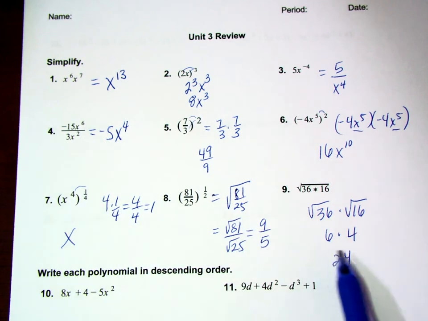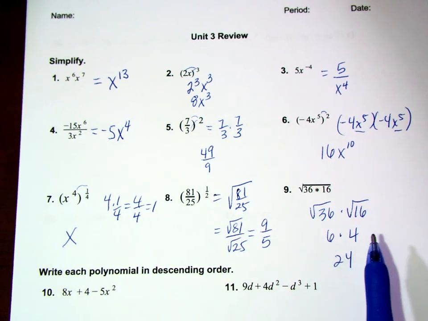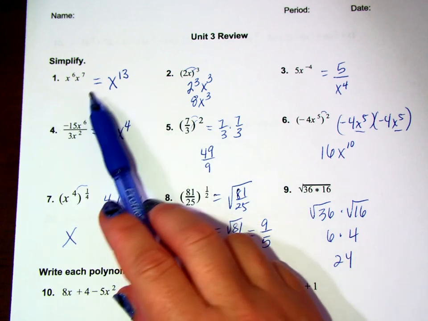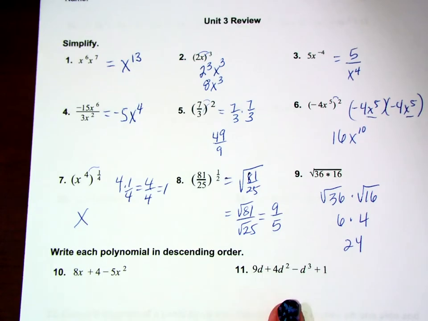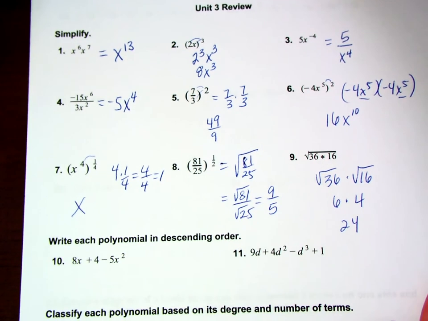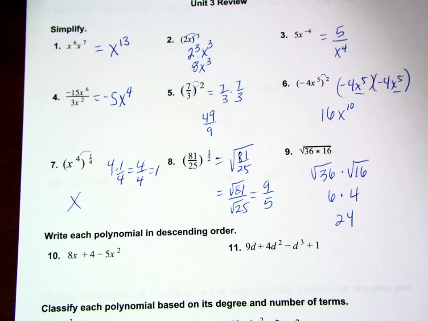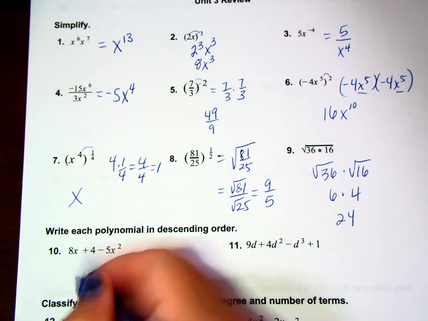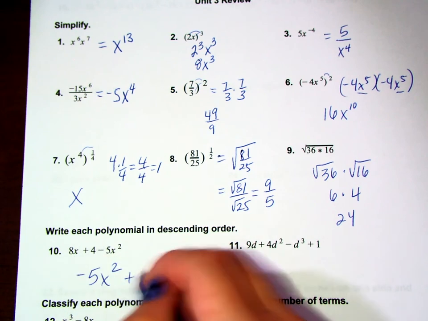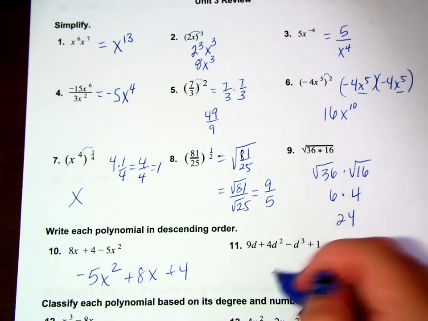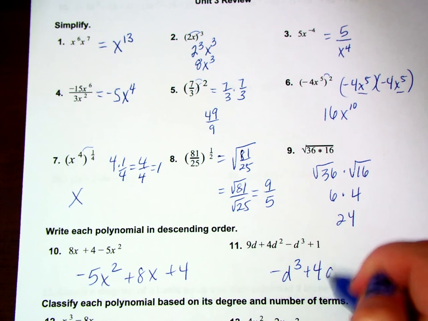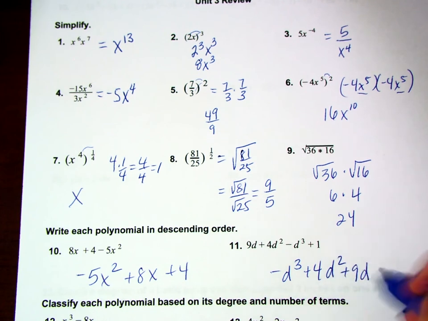So just a quick reminder on those exponents. Those are not going to show up on this test, but you have to have the general idea of exponent rules in order to multiply binomials and trinomials. Write each polynomial in descending order. That just means the greatest exponent down to the lowest exponent. Coefficients do not need to be taken into consideration, just the exponents. So the x squareds are going to go first, then the 8x's, and then the plus 4. There's my descending order. Here, the negative d to the third goes first, then the d squared, then the 9d's, and then the constant plus 1.